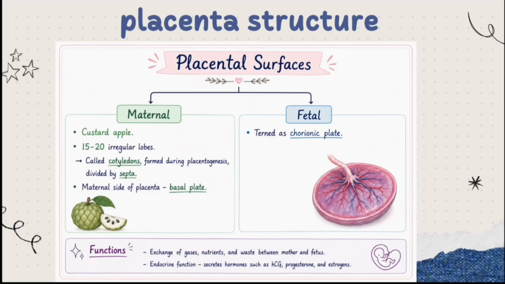Next, coming to the structure of the placenta, it is made up of two components, as I said earlier, the maternal and the fetal. The maternal component is a custard apple structure which has many irregular lobes, about 15 to 20, called cotyledons, which are formed during placentogenesis and are divided by septa. The maternal side of the placenta is called the basal part, whereas the fetal part is called the chorionic plate. Coming to the function of the placenta, it does the exchange of gases, nutrients, and waste between the mother and fetus, and it also has endocrine functions where it secretes hormones such as HCG, progesterone, and estrogen.